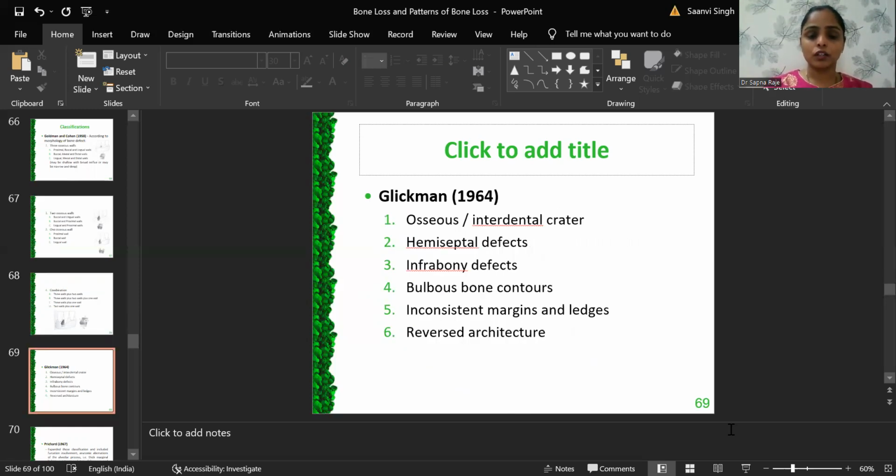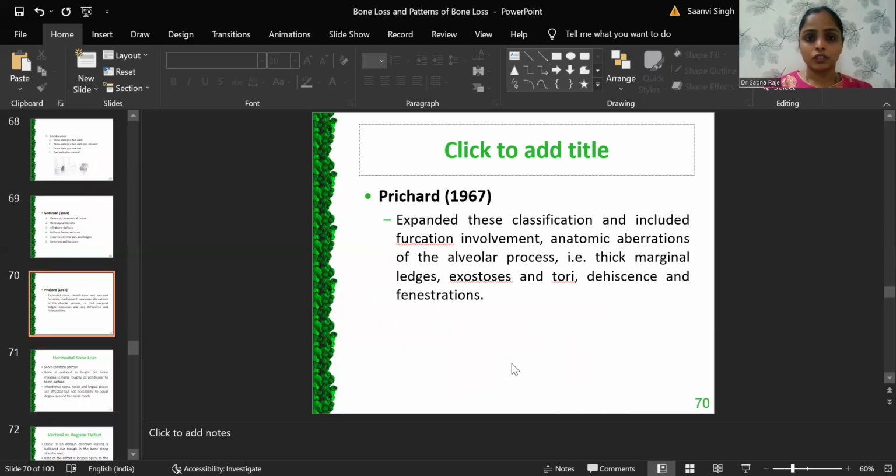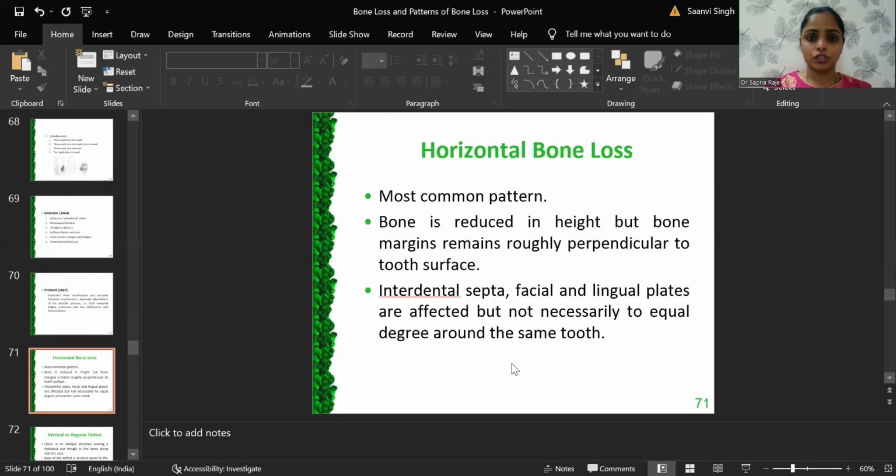Then also there are osseous deformities like interdental craters, hemiseptal defects, intrabony defects, bulbous bone contours, inconsistent margins and ledges, and reverse architecture. Ricard expanded this classification, including furcation involvement and anatomic aberrations of the alveolar process, that is thick marginal edges, exostosis and torus, dehiscence and fenestration.